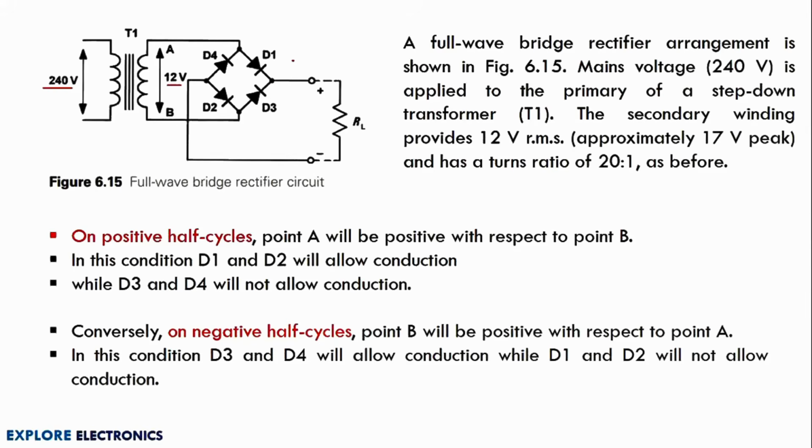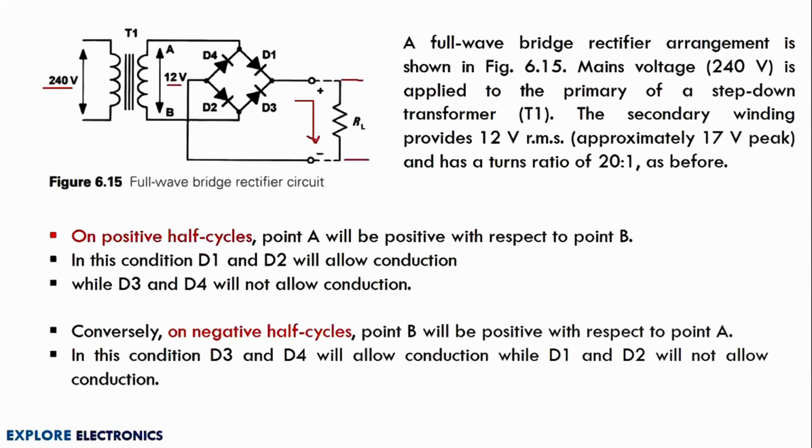So at the two ends of this bridge arrangement, we will have a load RL, and current will always flow in this direction through the load. So we are going to measure the voltage across this RL. Okay. In the positive half cycle, what happens?